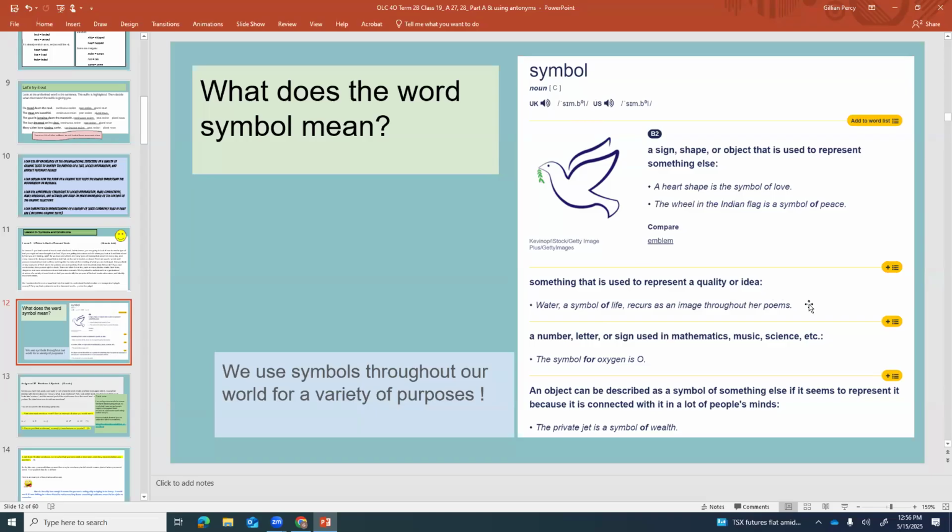Here we're talking about some other ways that we use the word symbol, like water can be considered a symbol of life. Sometimes we use numbers, letters, or signs in mathematics or music. So the symbol for oxygen is a capital O. Sometimes it will be not like a set symbol, but like we think of it.